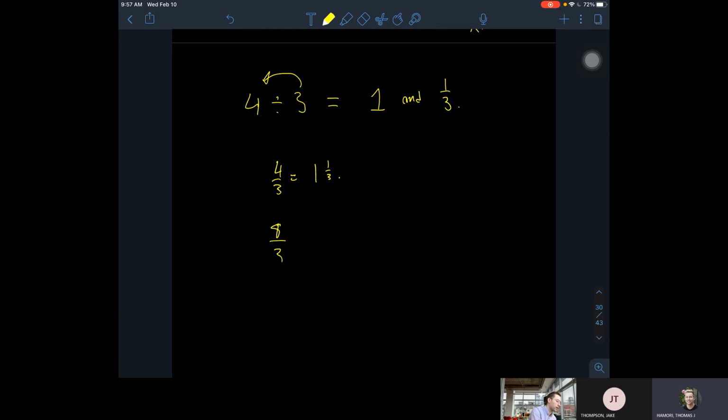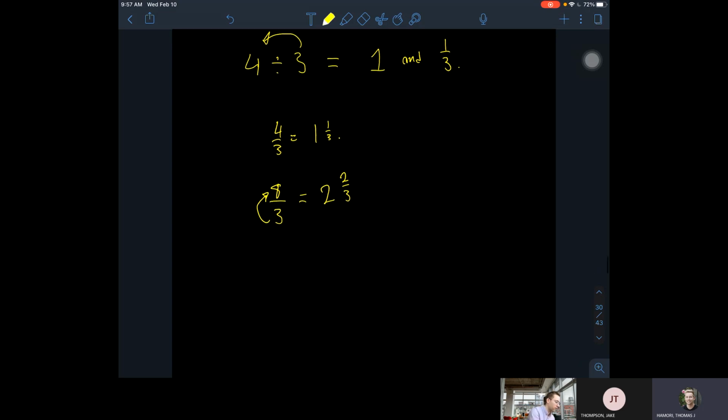Or 8/3, right? We want to check 8/3. We would see how many times does 3 go into 8? That's 2 times. And then what do we have left over? We would have 2 left over. So we write 2/3.